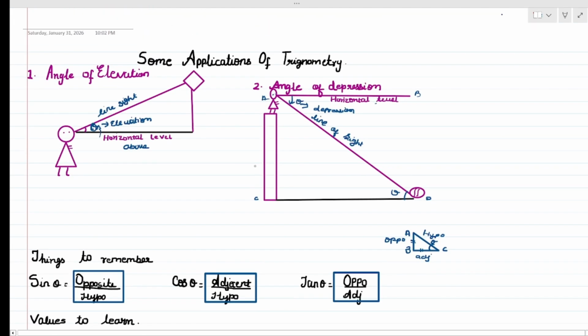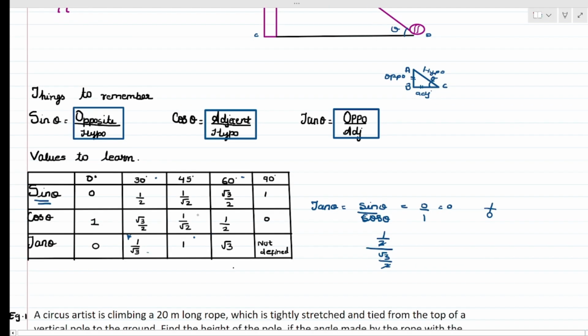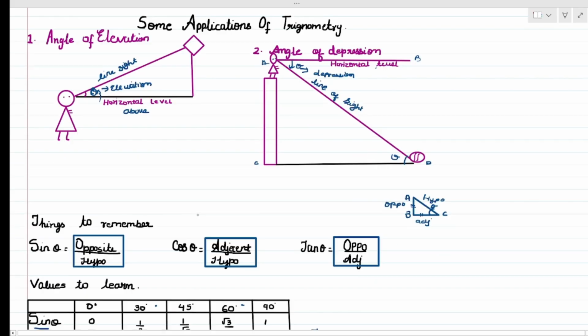For further information and further examples, you can join the next video. This was only the introduction part. Before that, you should learn these three things: the formulas of sine theta, cos theta and tan theta with the values, so you can clearly understand the next video.